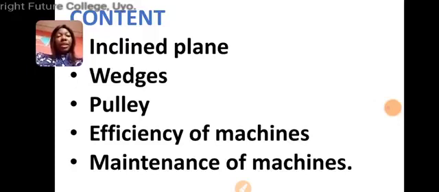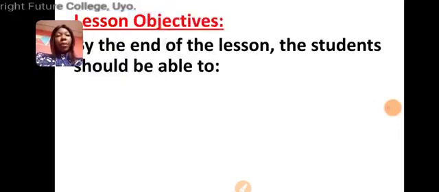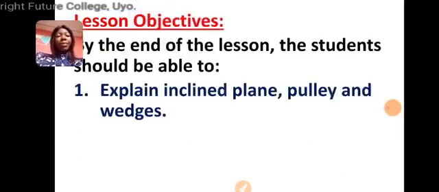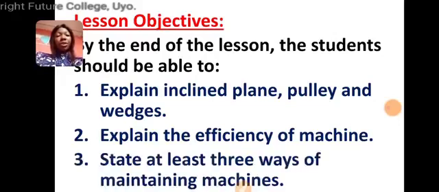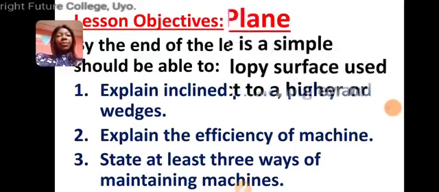So by the end of today, you should be able to: 1. Explain inclined plane, pulley, and wedges. 2. Explain the efficiency of machine, and 3. State at least 3 ways of maintaining machines. Let's now look at what an inclined plane is.